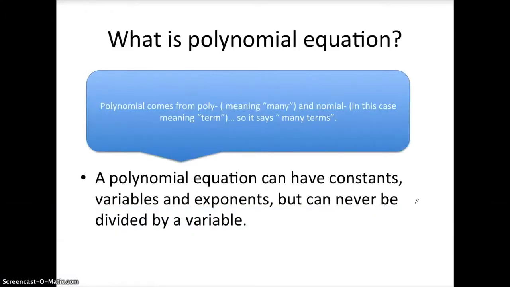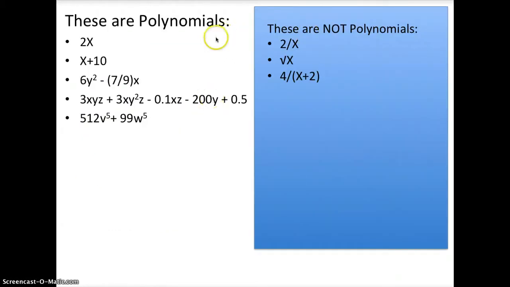So what are polynomial equations? Basically, the word polynomial comes from poly, meaning many, and nomial, in this case meaning terms. So it is many terms. A polynomial can have constants, variables and exponents but can never be divided by a variable. So these are examples of polynomials and these are examples of not polynomials.